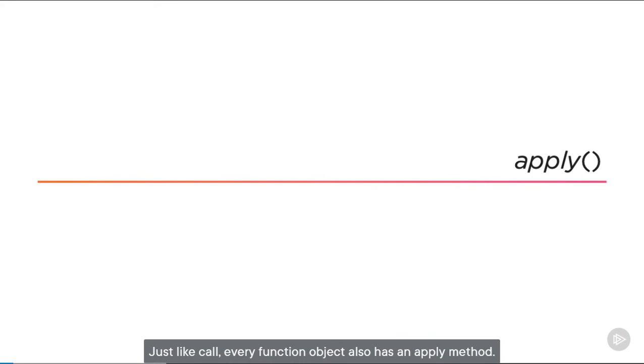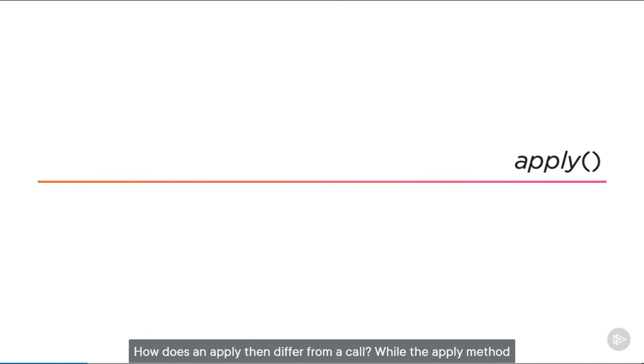Just like call, every function object also has an apply method. In the examples we have seen so far, you can easily replace a call with an apply method. How does apply then differ from call? While the apply method syntax looks almost identical to that of call, call accepts an argument list, while apply accepts a single array of arguments.